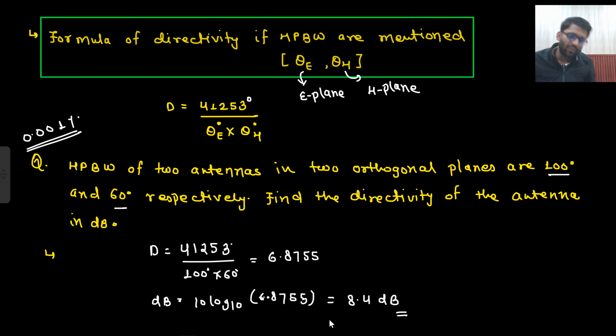Roughly around 8.4 dB. In the examination, 8 dB can also be mentioned in the options, so you will click on this 8 dB. 8.4 dB can also be mentioned, or roughly around 8 value will be mentioned. 8.5 can also be mentioned. So you will click on this 8 dB. Okay, so this is the formula that we applied.